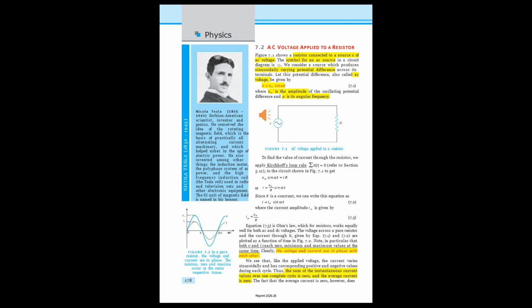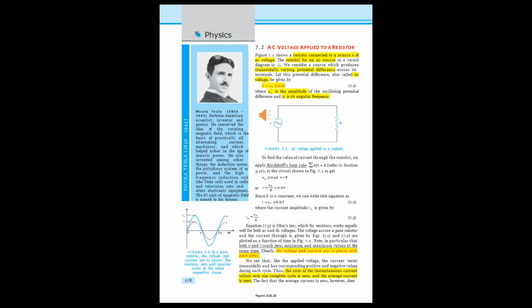The voltage across a pure resistor and the current through it, given by equations 7.1 and 7.2, are plotted as a function of time in this figure 7.2. Note in particular that both V and I reach zero, minimum and maximum values at the same time. Really, the voltage and current are in phase with each other.